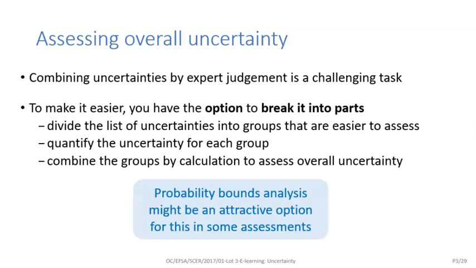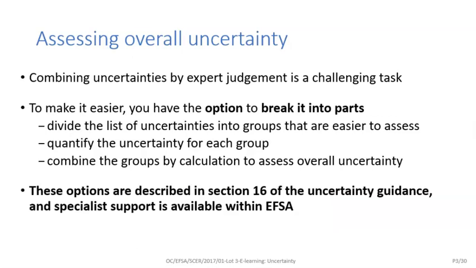Probability bounds analysis might be an attractive option for this in some assessments, as it does not require Monte Carlo simulations nor consideration of dependencies, and won't generate excessive conservatism if the number of parts is small. Dividing the overall uncertainty assessment into parts involves extra work, but should give more reliable results. These options are described in section 16 of the uncertainty guidance, and specialist support is available within EFSA.